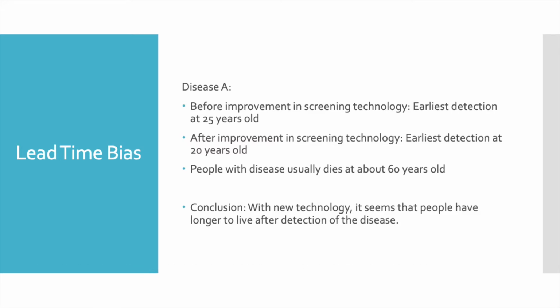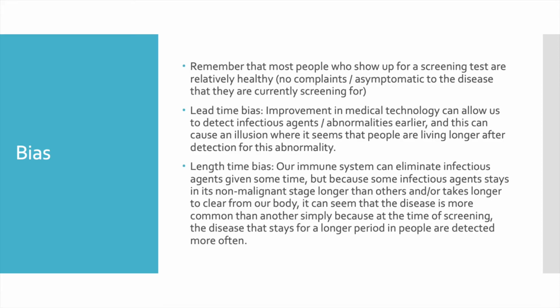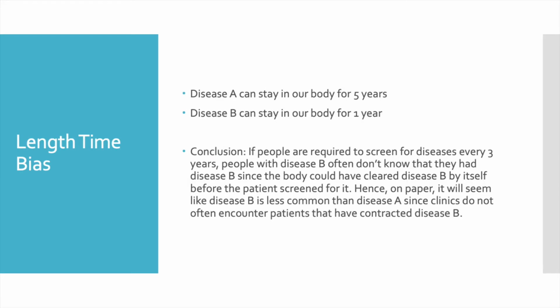There's also a length time bias, where our immune system can eliminate infectious agents given some time, but because some infectious agents stay in their asymptomatic stage longer than others, or take longer to clear out from our body, it can seem that the disease is more common than another. Simply because of the type of screening, the disease that stays for a longer period in people is detected more often. So this is called the length time bias.